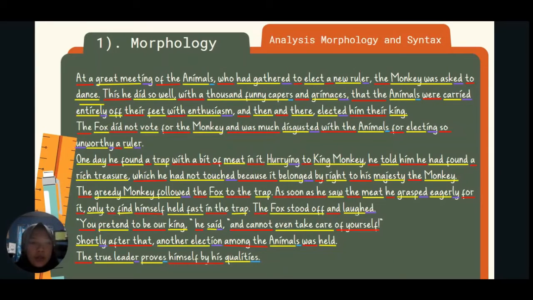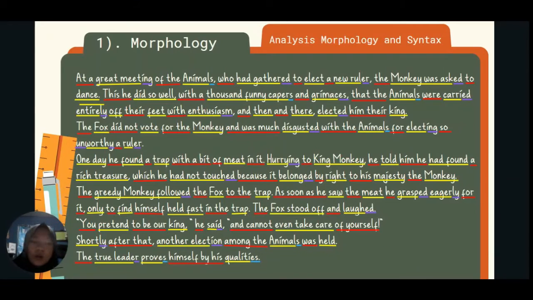Then, the words with the yellow underline are the words that are included in the lexical morphemes, because these words can stand alone and can also convey the content that we want to convey. For example, the word great, the word meat, the word animal, the word head, and so on. Well, as I said before, lexical morphemes and functional morphemes are included in free morphemes because they can stand alone.